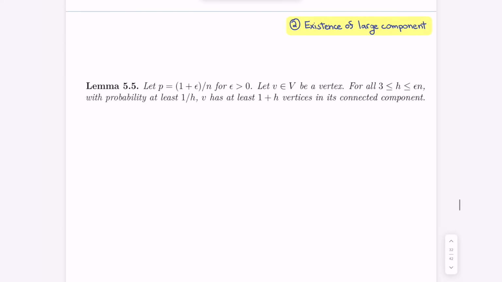Okay, good. So here's the claim. Again, p is (1 plus epsilon) over n. So my claim is that if I start at a particular vertex, there'll be at least a 1 over 10 probability we get to 10, a 1 over 11 probability you get to 11, 1 over 12 probability we get to 12, and thus 1 over log n probability we'll get to log n. And once I get to log n, I'm kind of happy, or log n over epsilon squared.